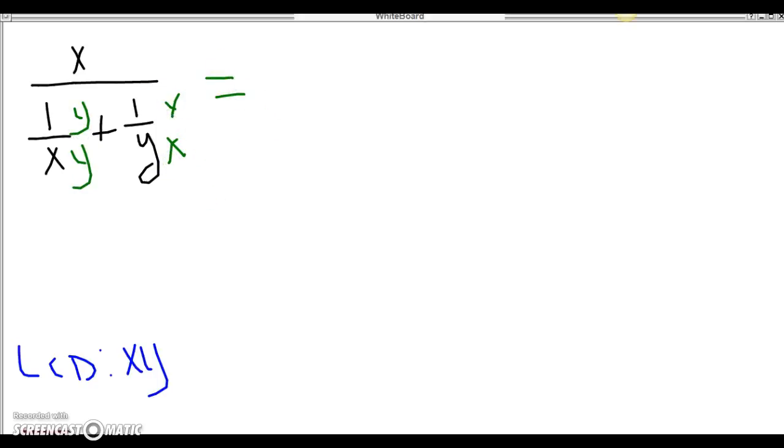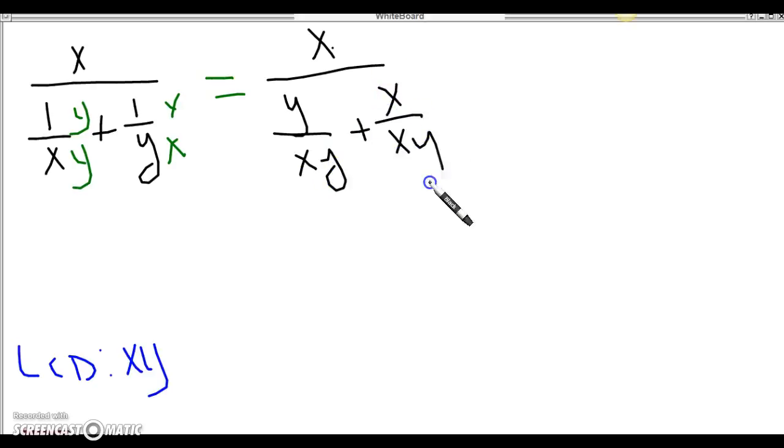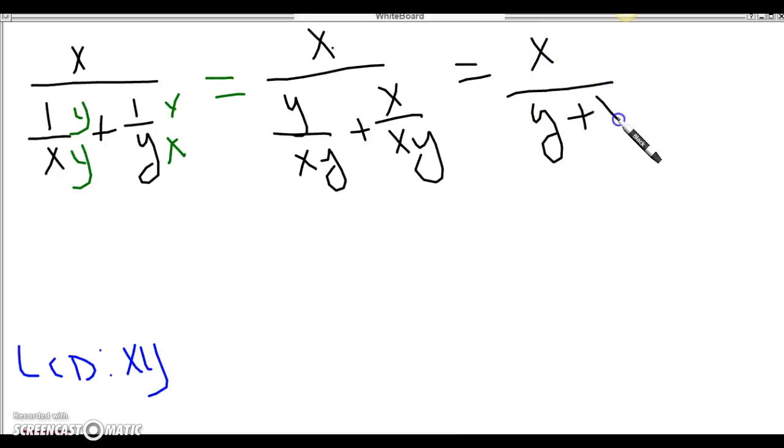And I get, my numerator stays the same. I get y over xy plus x over xy. And so I get x over y plus x over xy. So now I can flip it.